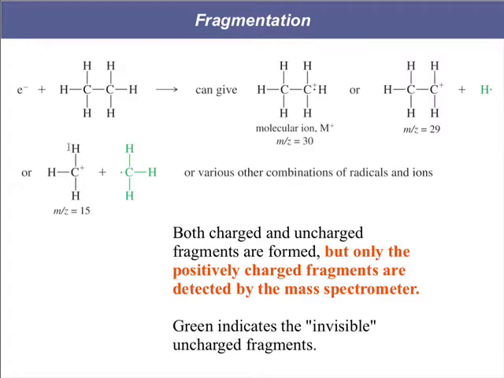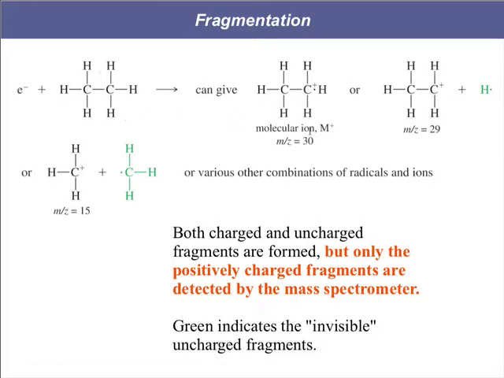Now, here's an example with ethane. Here's ethane. We're going to hit it with an electron. It's going to knock an electron out from one of these bonds somewhere. But notice that there are two sites that we could lose an electron from. We can lose an electron from one of the carbon-hydrogen bonds, or we can lose an electron from the carbon-carbon bond.